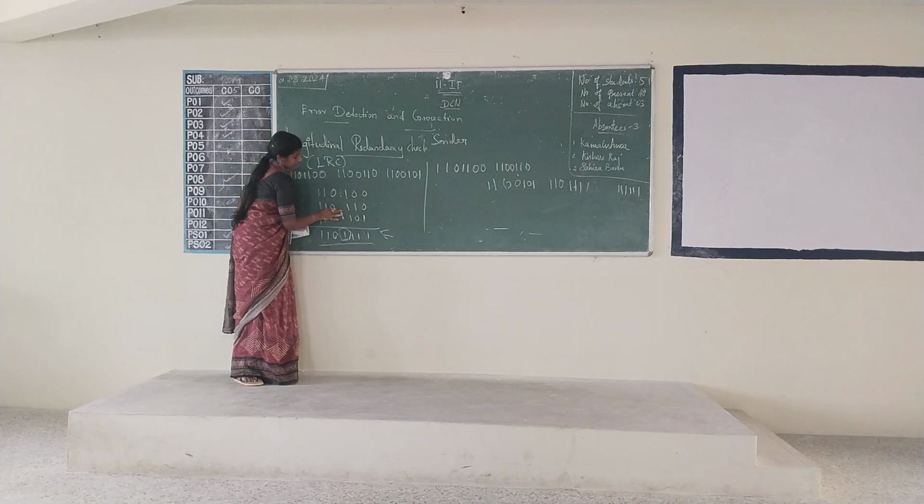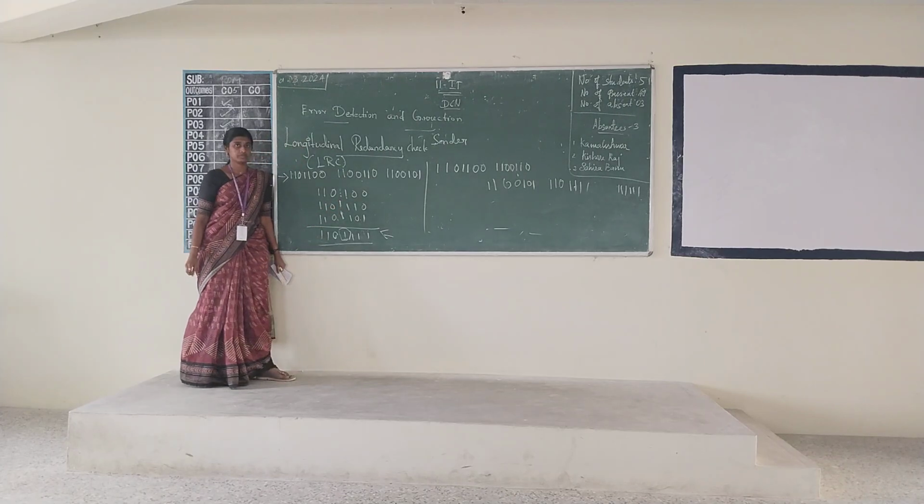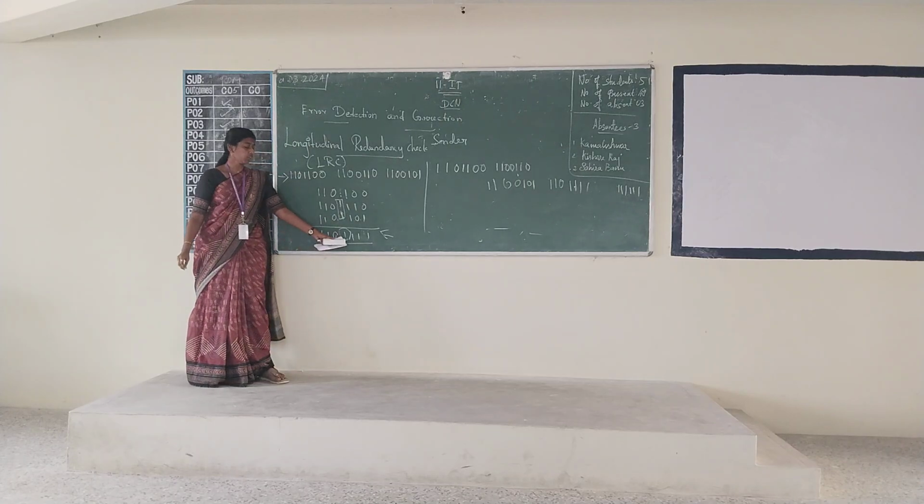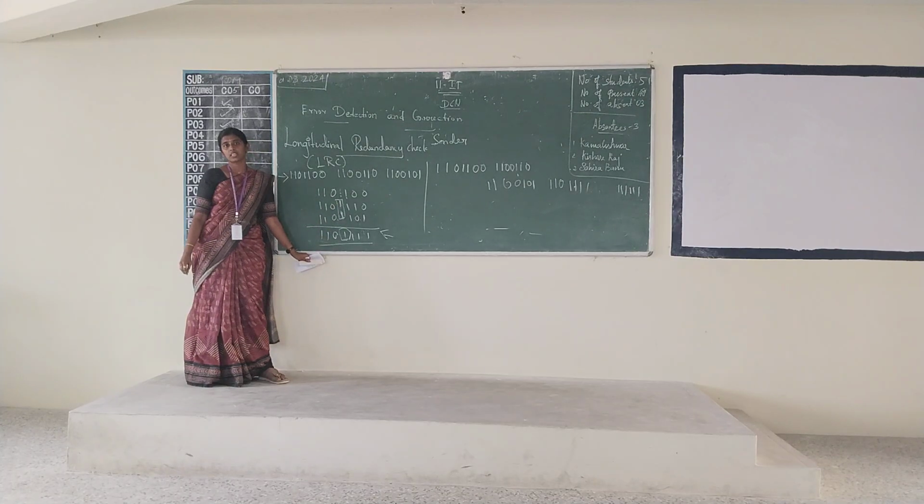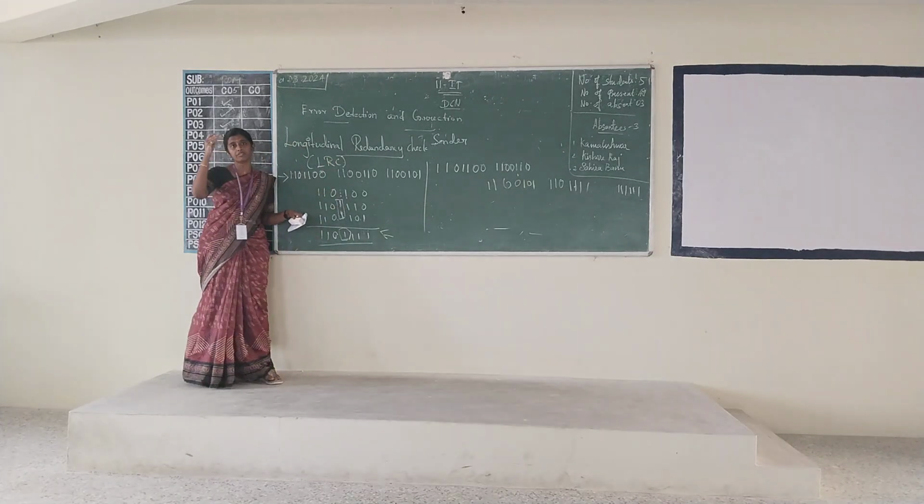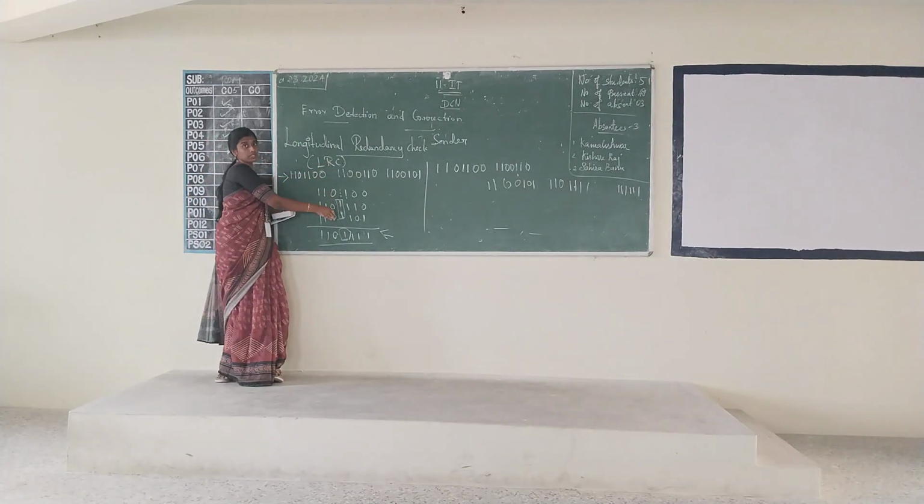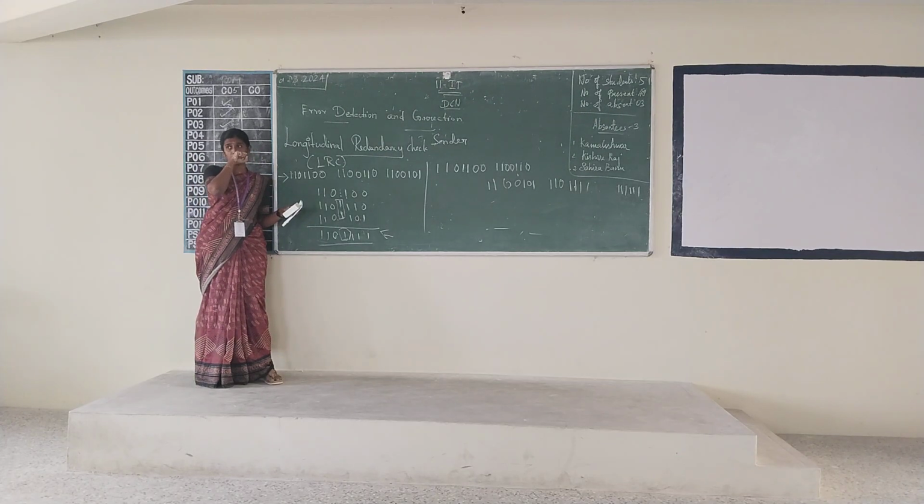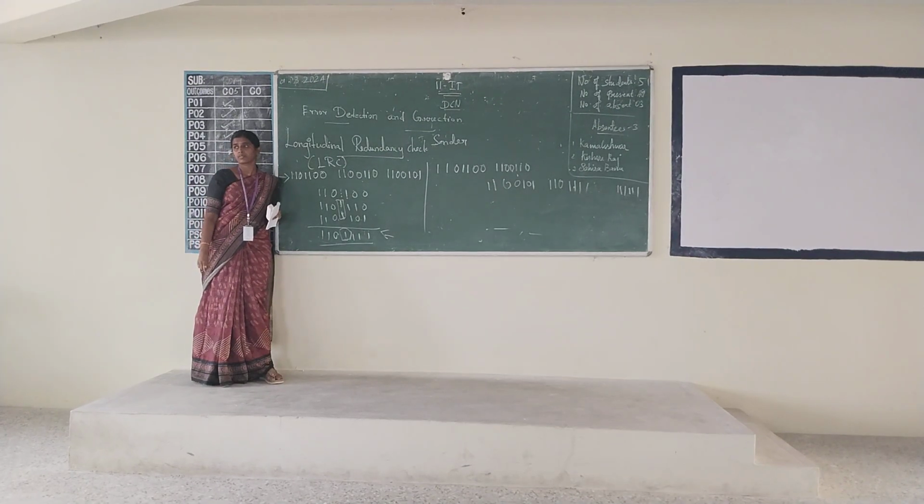So if you are having an error here, both the data bits are changed, but your code word is not changed and you have an even number of ones. Here the disadvantage is that if the same column has an even number of bits changed, then you cannot detect the errors. Can you understand?